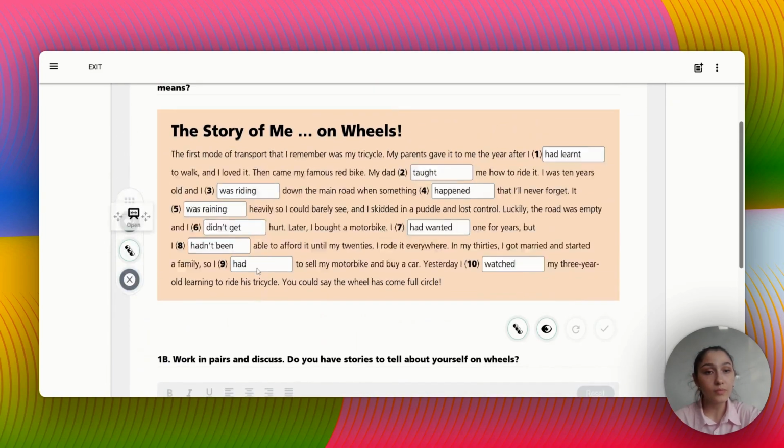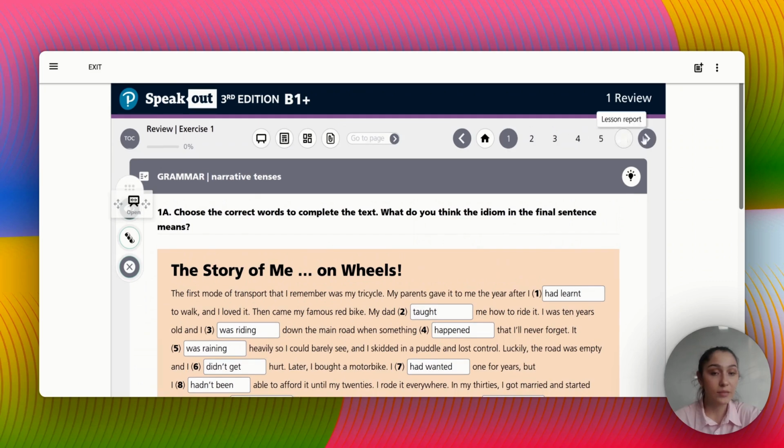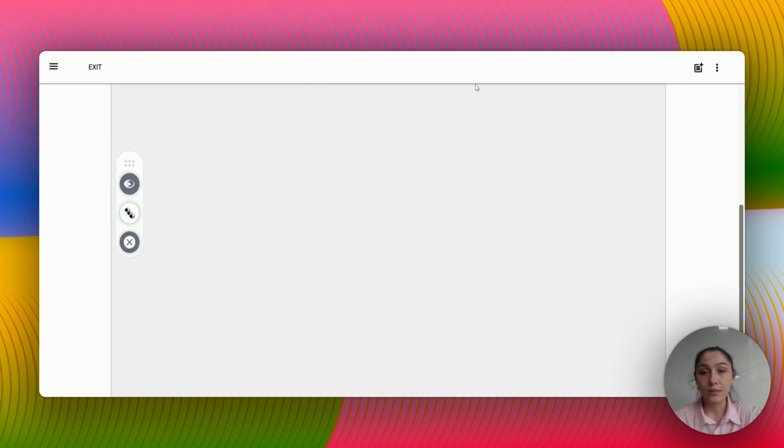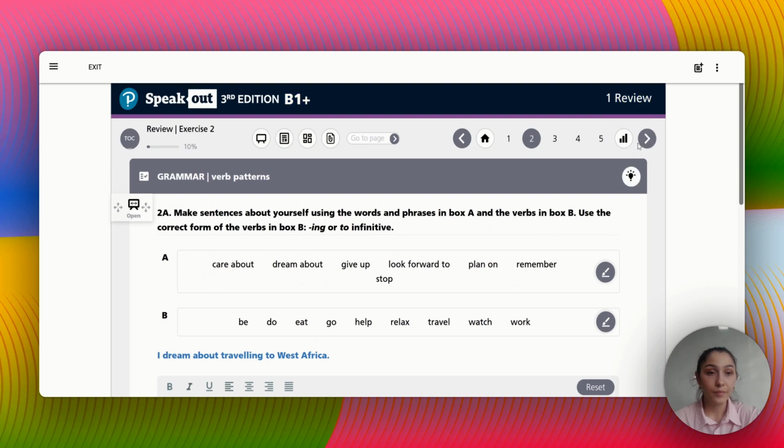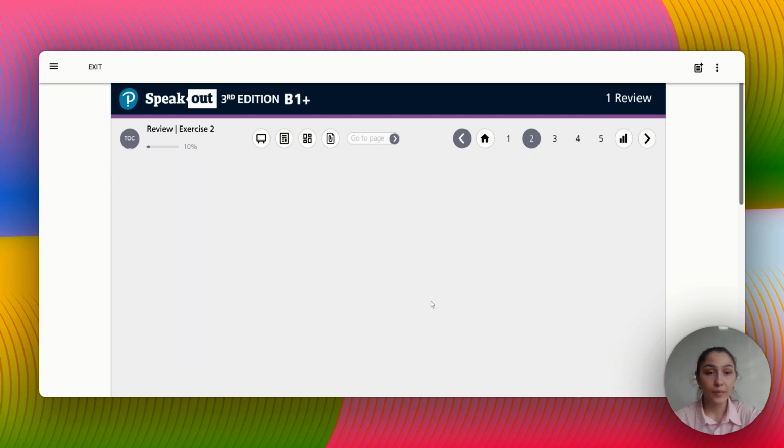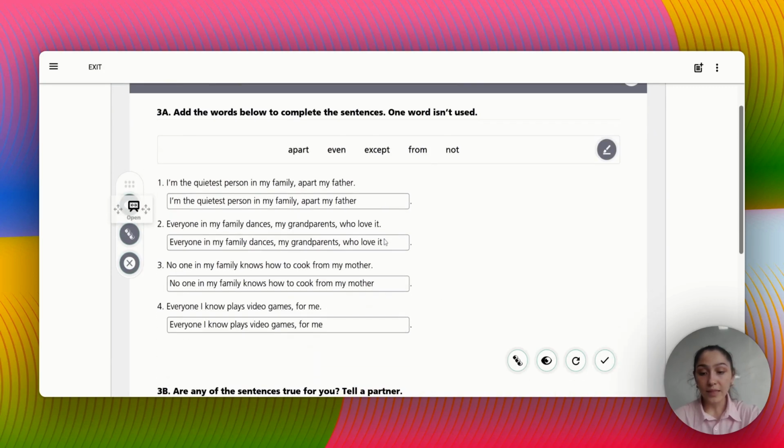So let's turn to the next point. The next point is about some prepositional phrases such as apart from, except for, and not even. So, again, let's first refresh our minds about this topic. Apart from, except for, and not even.